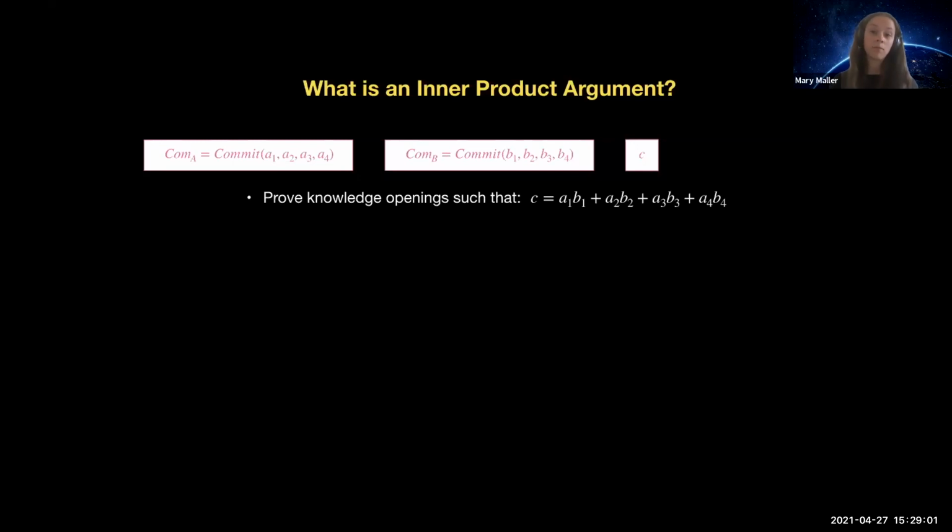So the basic aim of an inner product commitment is you have 2 vector commitments, one to one set of inputs and another to another set of inputs, and you have an evaluation, and you just want to prove that you can open these commitments to 2 different vectors such that the inner product of the first vector with the second vector is equal to that evaluation. That is the aim.